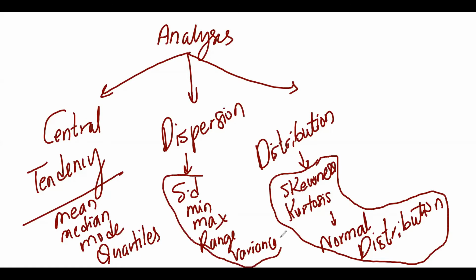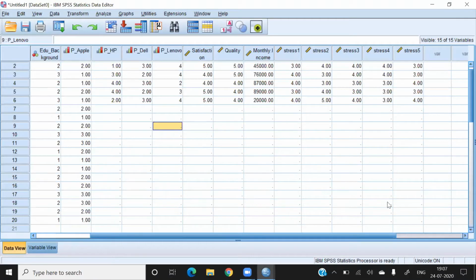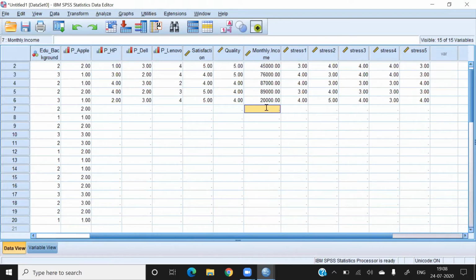Standard deviation, minimum, maximum, range, and variance are measures of the dispersion in the data set, and distribution is measured by skewness and kurtosis. So let's see how we can do this kind of analysis in SPSS. Let's move to SPSS, and I want some data. So let me increase the monthly income data, because I can calculate all the things in this data set. Let me increase the data arbitrarily.